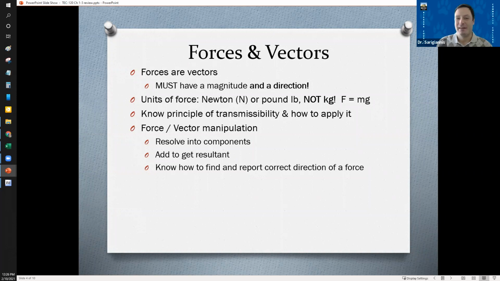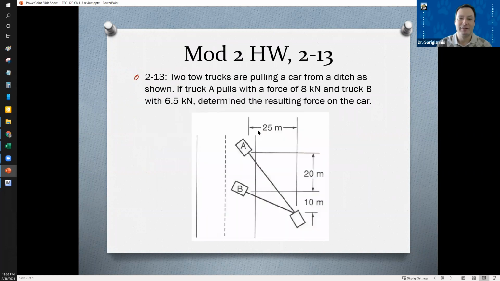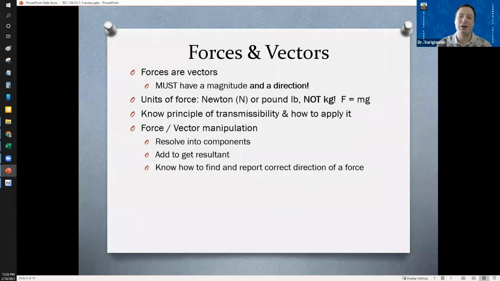Transmissibility. That's basically the principle of how you can, let's see, do I have a, oh no, I didn't put the transmissibility, right? Go through all the chapters 1, 2, and 3 materials available to you. You have the PowerPoints available to you. You have the textbook. I mean, the PowerPoints are basically a summary of the textbook. The textbook has all the detail in it, right? Transmissibility is where the force can act anywhere along its line of action, and still be treated the same.